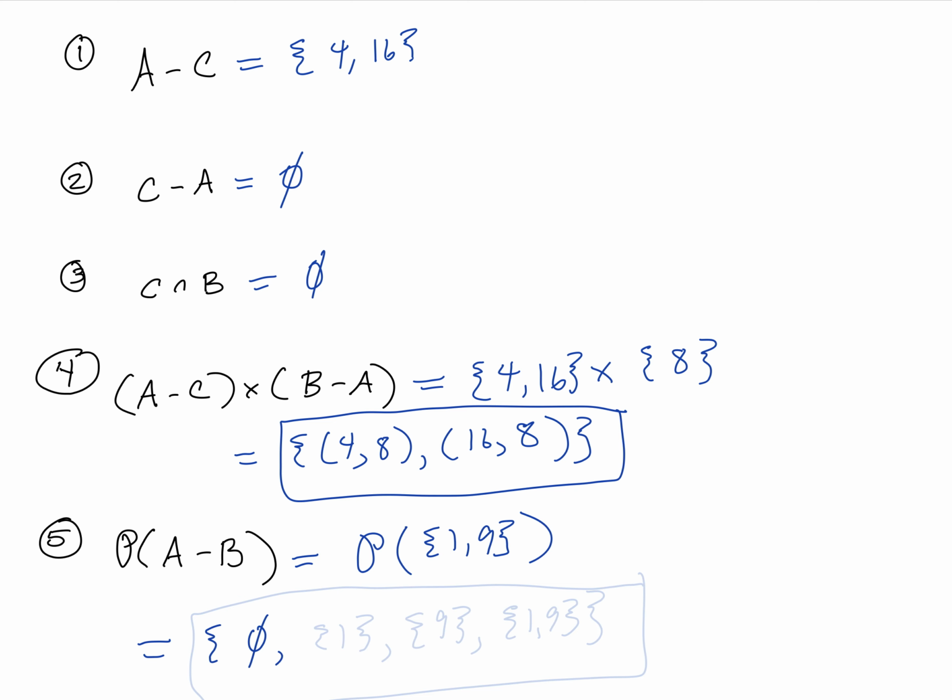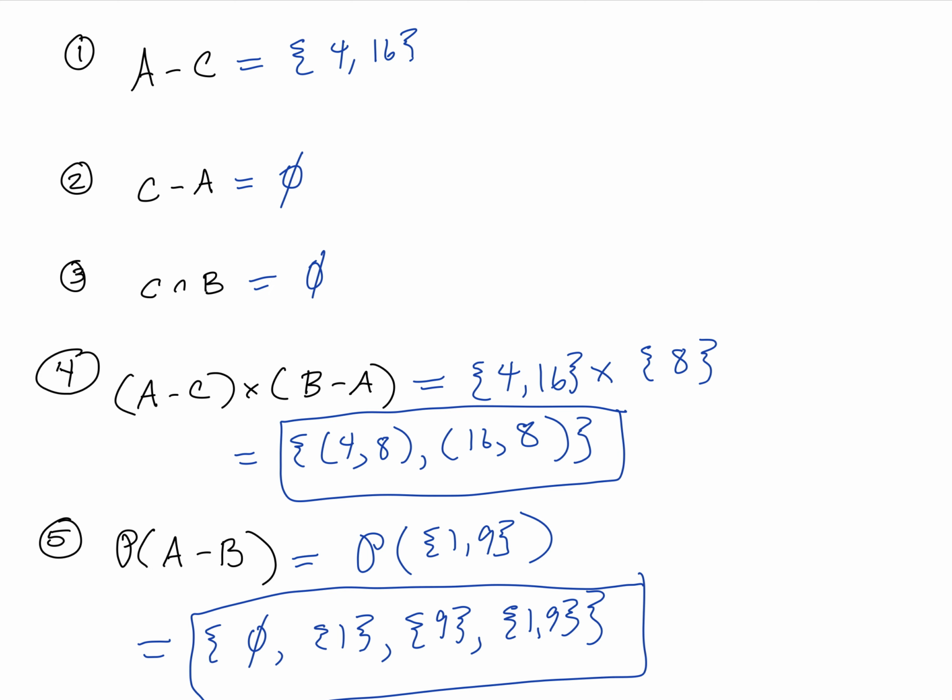So the empty set is a subset of every set. Here, the set containing just 1 will also be a subset. The set containing just 9 will be a subset. And the entire set itself is a subset as well. So that is the power set of A minus B.